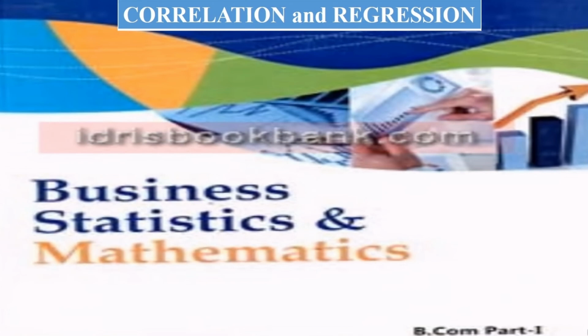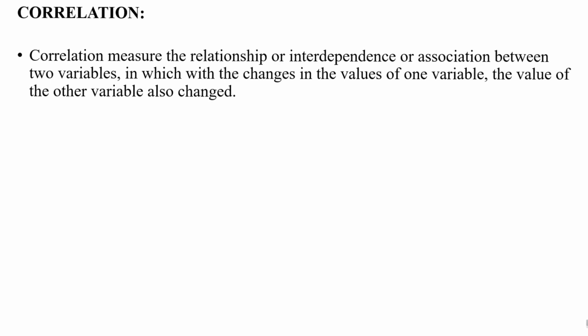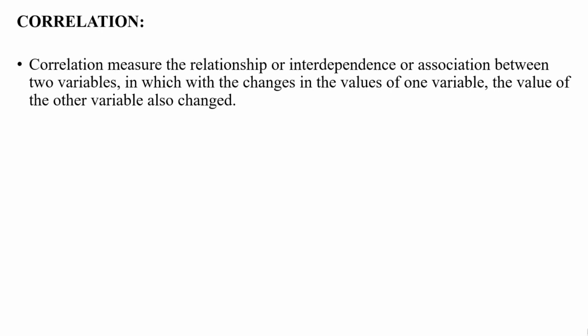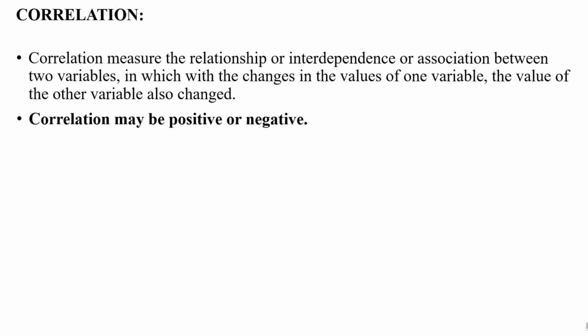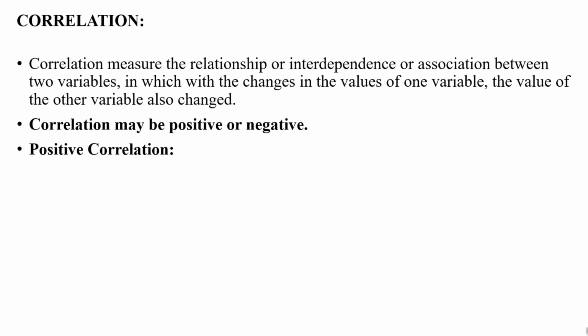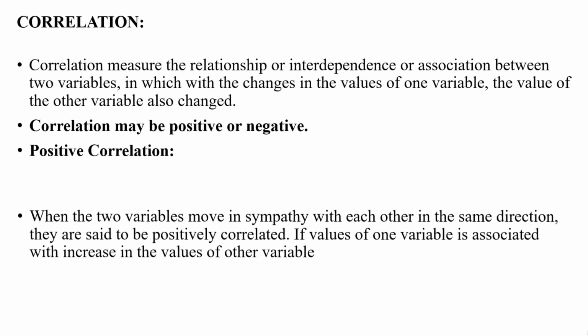So what is correlation? Correlation measures the relationship, interdependence or association between two variables, in which with changes in the values of one variable, the value of the other variable also changes. So correlation may be positive or negative. We will discuss both the positive and the negative one by one with the help of examples as well.